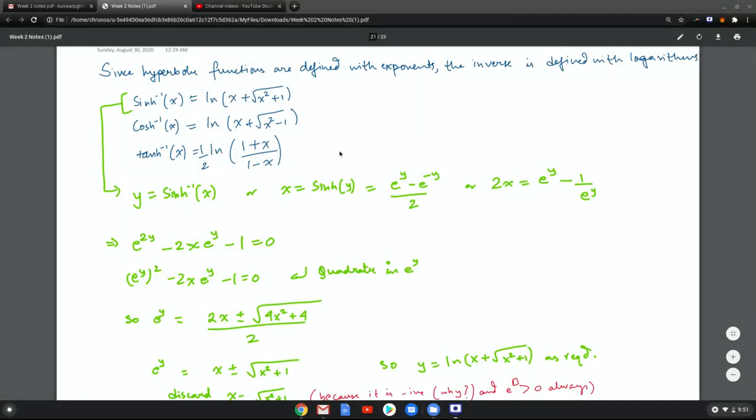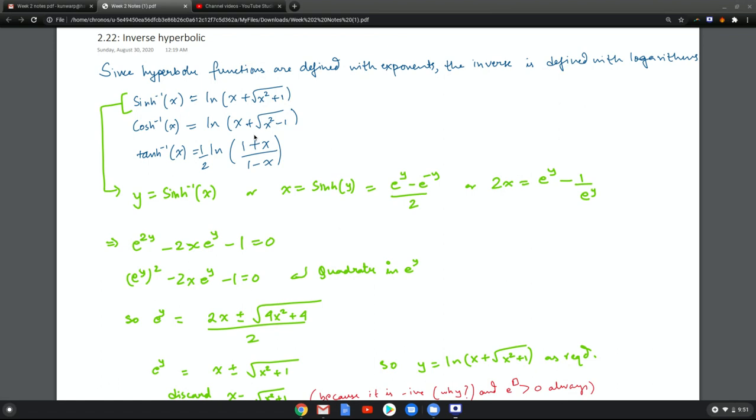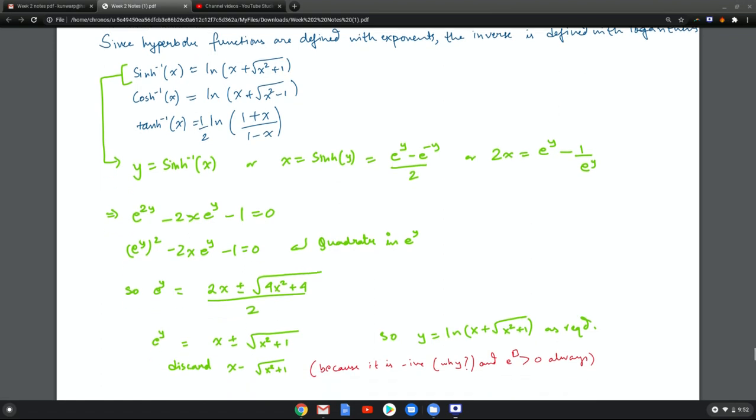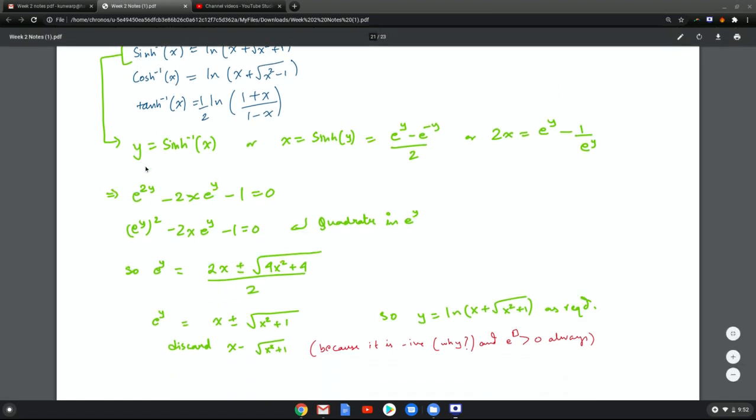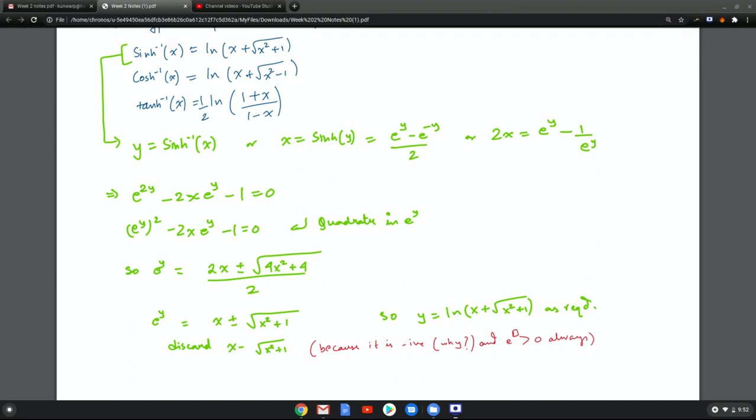A very useful and important exercise would be to get this relationship from the formulas for sinh x, cosh x, and tanh x. I'm going to derive one of them for you, and then I'm going to leave you to do the remaining two as practice.